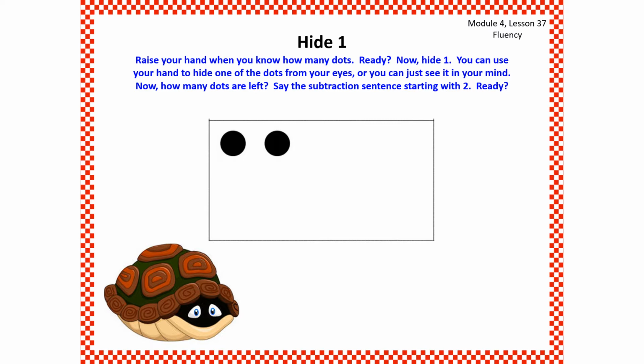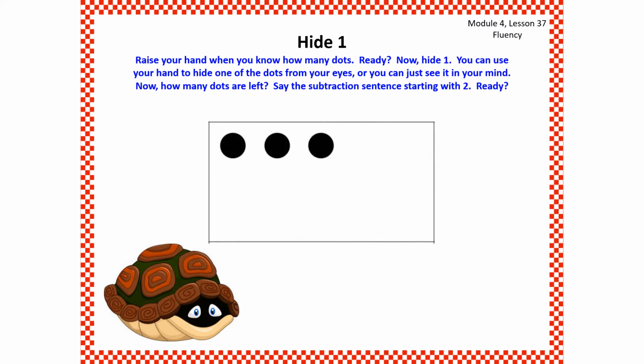Raise your hand when you know how many dots we have. Now hide 1. How many dots are left? Yes, 1. 2 minus 1 equals 1. How many dots do you have? Yes, 3. Now hide 1. Say the subtraction sentence starting with 2. 3 minus 1 equals 2.